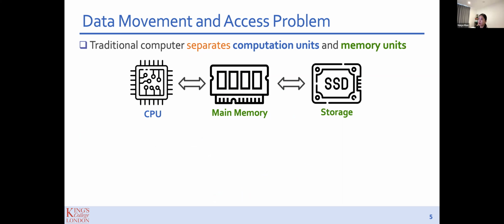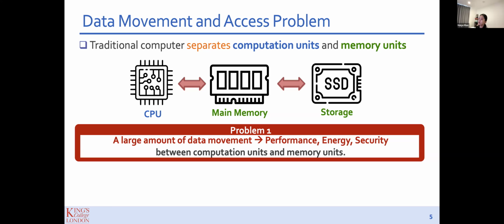Then we have a problem when we run all of these data-intensive applications on the traditional computer, where we have separate computing units and memory units. For example, on our laptops and clusters, the CPU or GPU is separate from the main memory and storage, and they are connected via off-chip connections. The first problem is the really large amount of data movement between the computation units, the CPUs or GPUs, and the memory or storage units. This large amount of data movement causes a lot of performance, energy, and security problems between the computation units and the memory units.